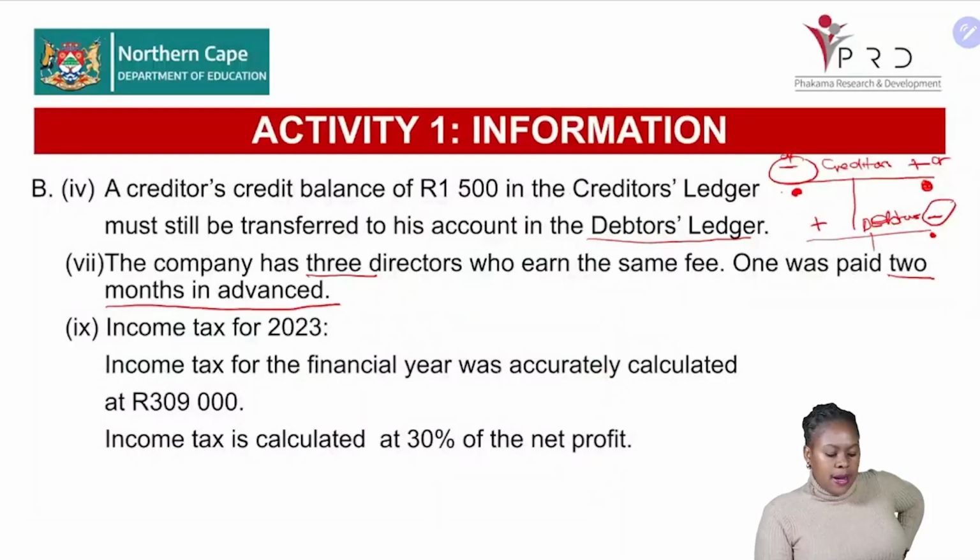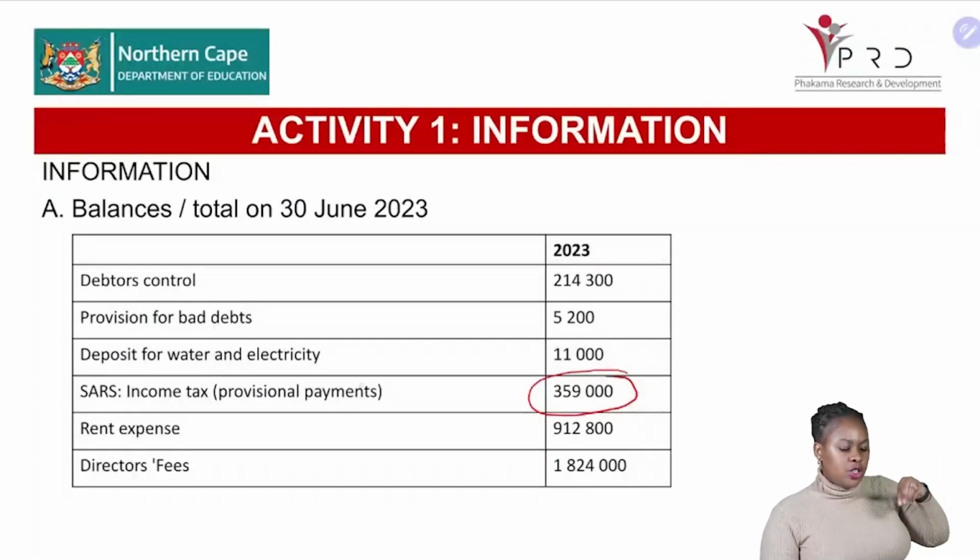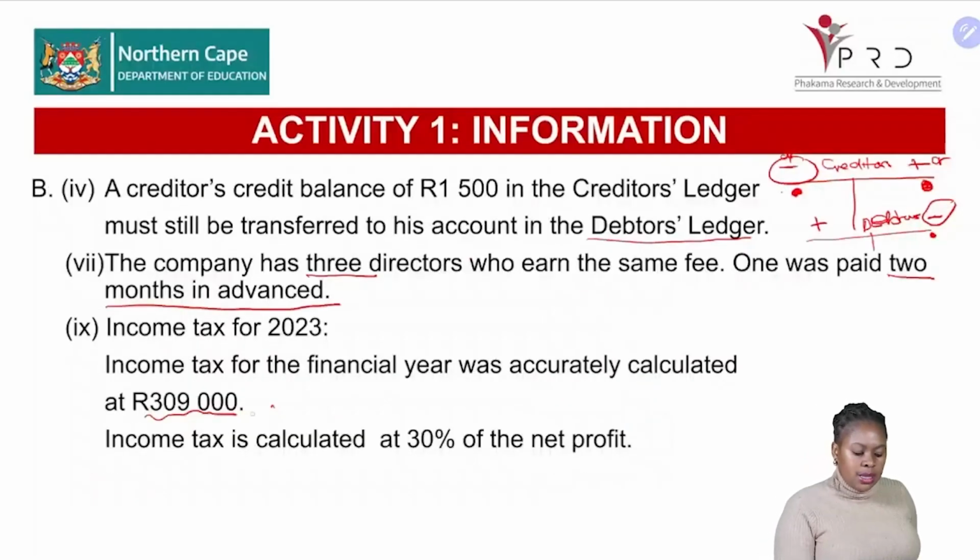The income tax for the financial year was accurately calculated as 309,000. Okay. Then we look at our trial balance. Our trial balance or other balances says that the amount of money that we have paid towards income tax in this financial year is 359,000. Now, the question is, how much were we supposed to pay? We were only supposed to pay 309. So we have paid more than what we were supposed to pay for this financial year.